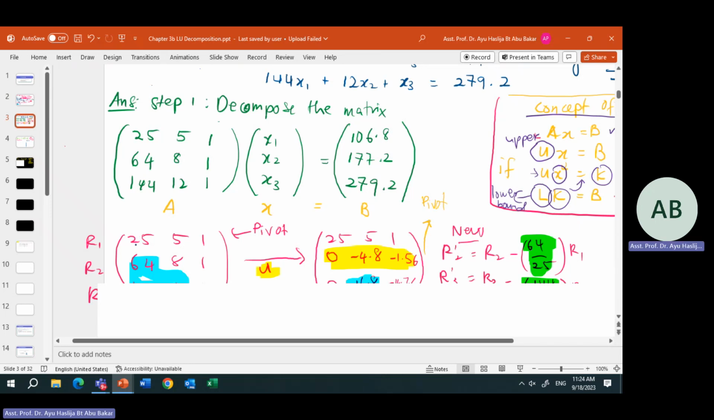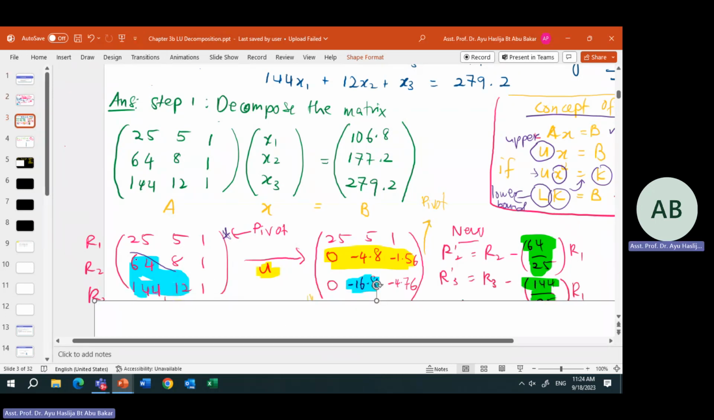This is the original matrix, matrix A. First, to find the upper bound, we need to zero the bottom triangle. So this part needs to be zeros. Similar approach as Gauss elimination. You need to find the factor to zero the 64, 144, and 12.